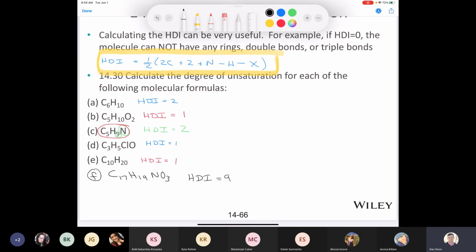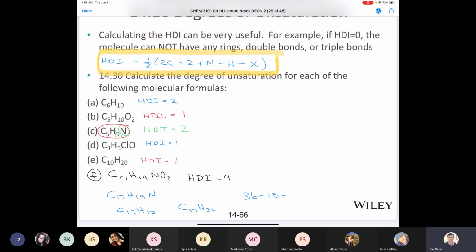You can solve it using the formula, or you could do it like this too. I'll show you my shortcut. I would say, well, oxygen doesn't change anything, so it's like having C17H19N. I've got one nitrogen, so it's like I have an extra hydrogen, so I have C17H18. Well, C17, 17 times 2 is 34, plus 2 gives me 36. So C17H36 means it would be completely saturated. So if I take 36 and I subtract 18, I get 18. I divide it by 2 and I get 9.